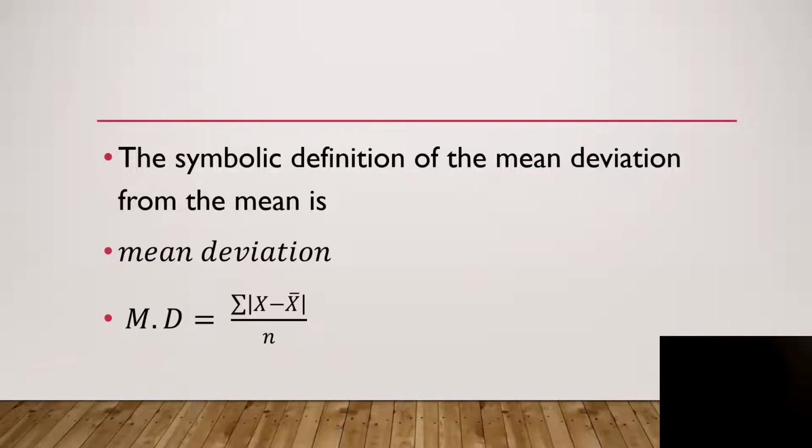The symbolic definition of the mean deviation from the mean is given below. That is, MD denotes the mean deviation: MD equals summation absolute of x minus x bar, divided by n. So here we are discussing the deviation taken from the mean.